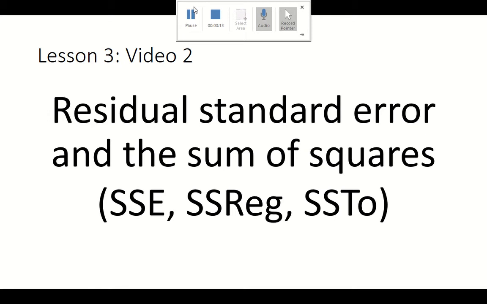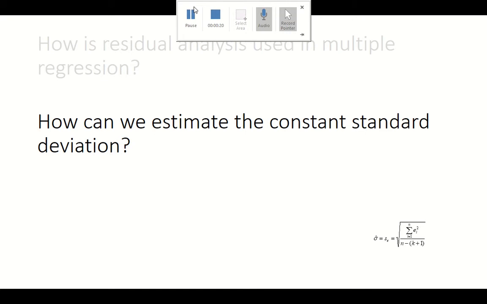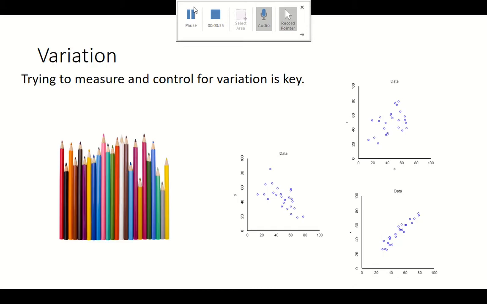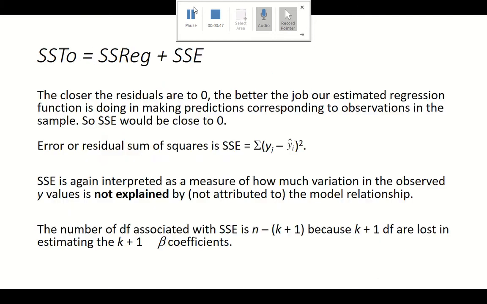All right, so we're going to look at residual standard error and the sum of squares. The question is, how can we estimate the constant standard deviation? Remember, this is what we said was one of our assumptions about the error random variable. And so how can we estimate that? That's one question. But the other part is variation. Trying to measure and control for variation is the key in statistics and is key as we look at determining whether our model is useful or not.